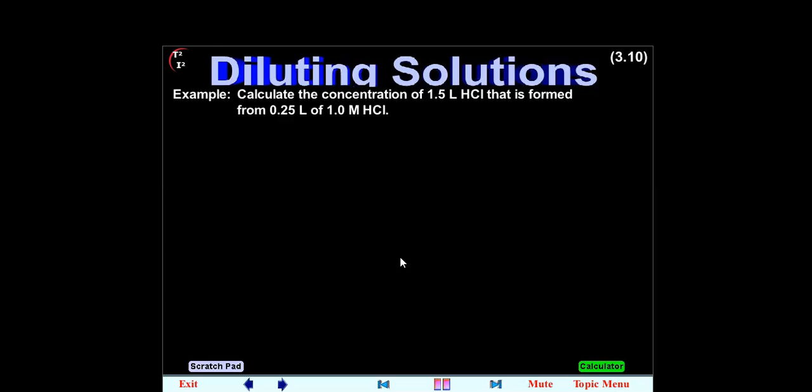Example: calculate the concentration of 1.5 liters HCl that is formed from 0.25 liters of 1 molar HCl. All right, I want you to solve this. I will pause for some seconds to allow you time to find the solution to it.